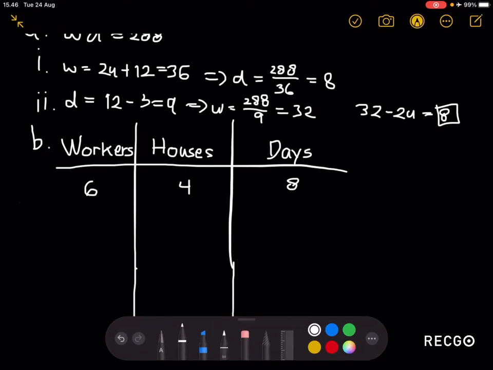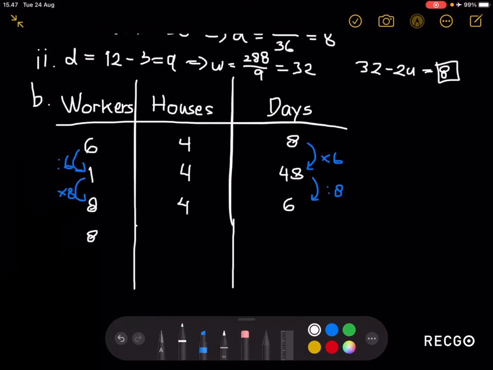So I'm going to set the number of workers to be 1 and the number of houses to be 4. As we've seen previously, the number of workers is inversely proportional to the number of days. So if we divide the number of workers by 6, the number of days must be multiplied by 6. So it will be 48 in this case. Now what happens if I increase the number of workers to 8? Well, the number of houses still stays the same. If I multiply the number of workers by 8, I must divide the number of days by 8. So there will be 6 days.